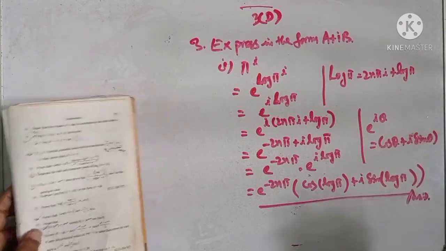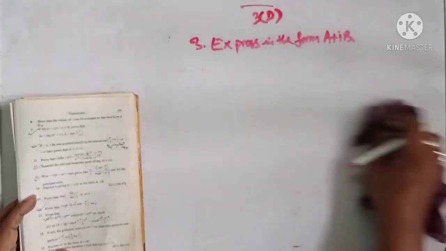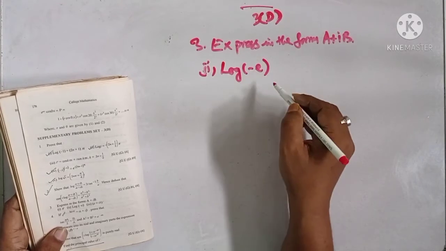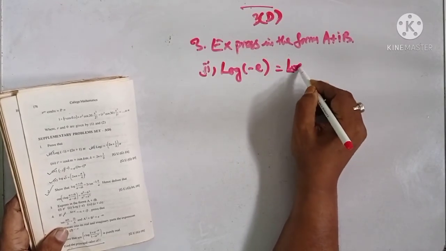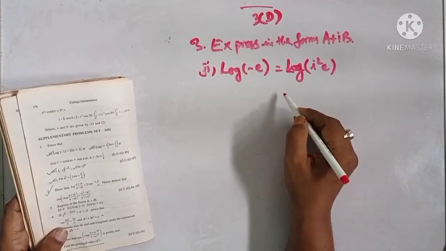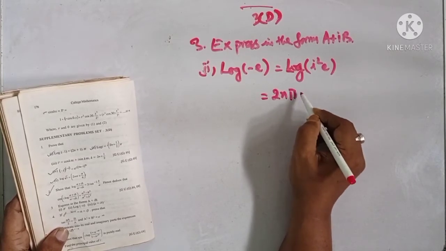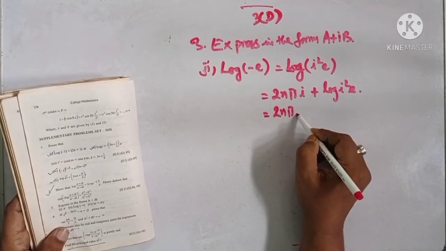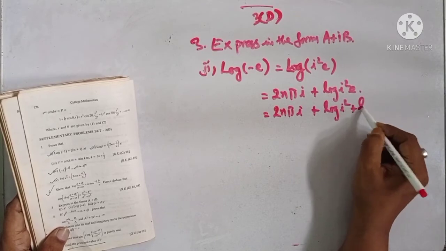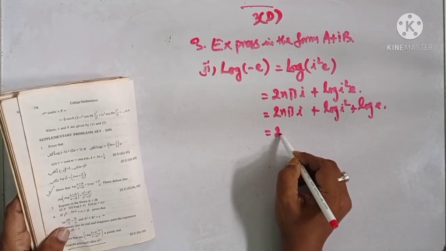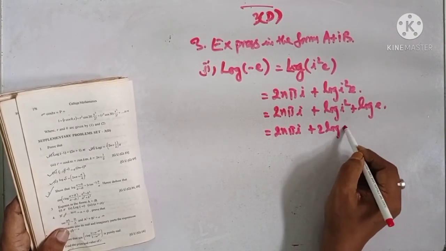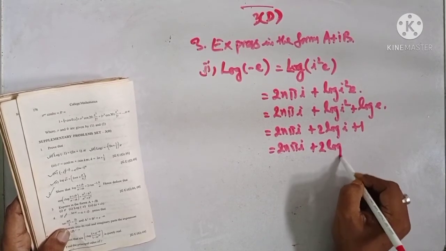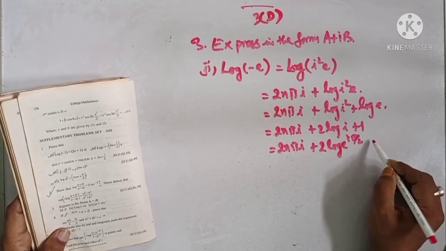Now again question number 2, that is log of minus e. So this I can write as log of i square e. So this will be 2n pi i plus log i square e. So this will be 2n pi i plus log i square plus log e. So this will be again 2n pi i plus 2 log i plus 1. So 2n pi i, this will be principal value only. Log i means e to the power of i pi by 2 principal value, plus 1 only principal.